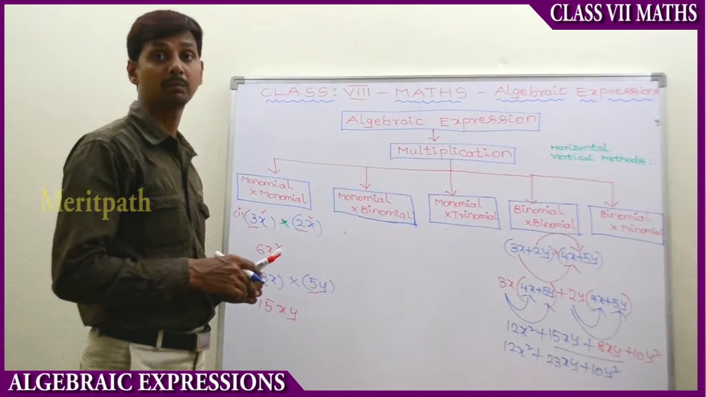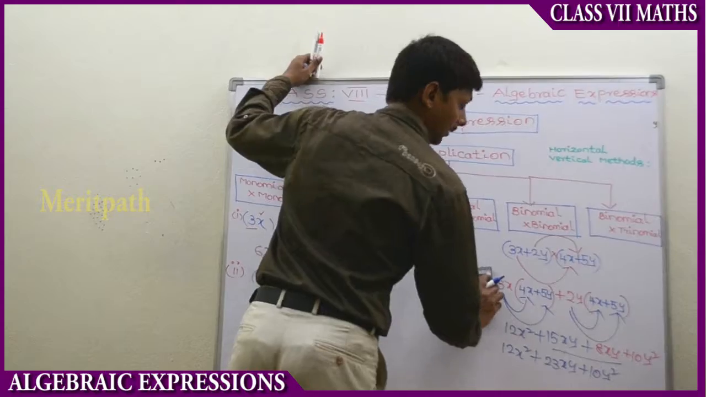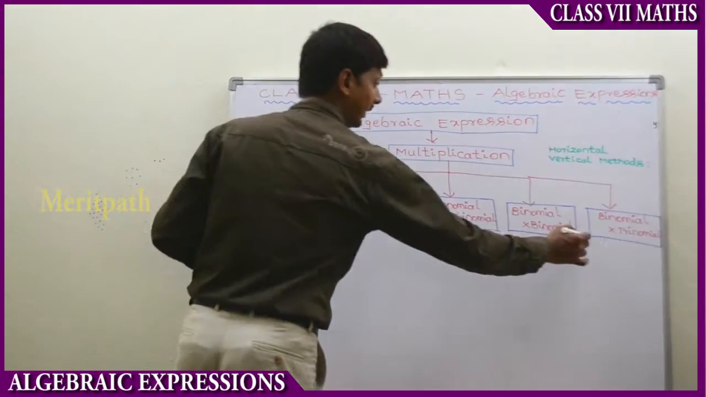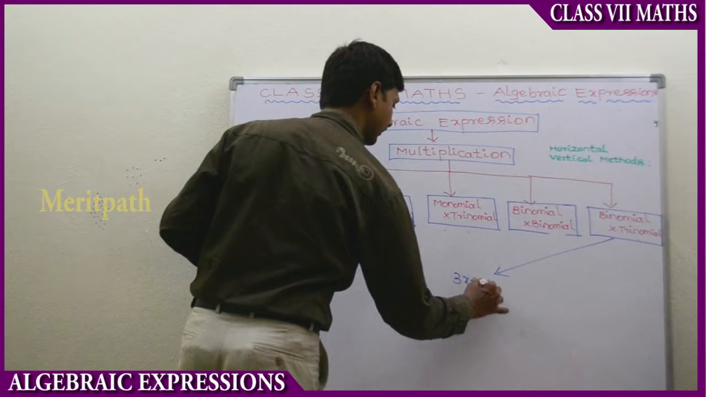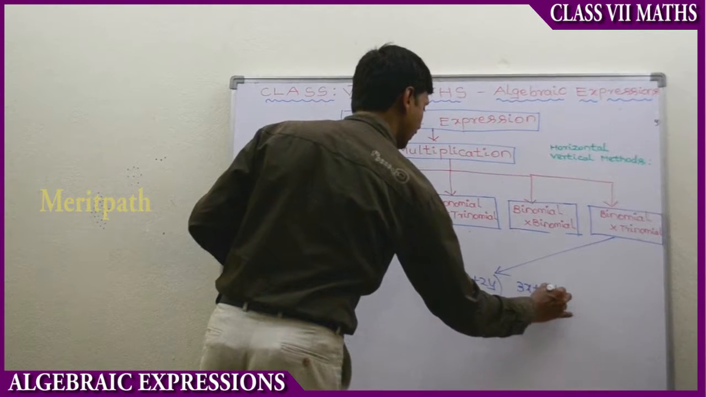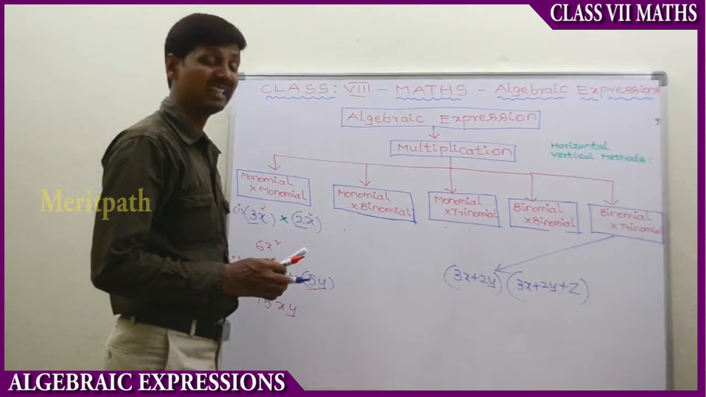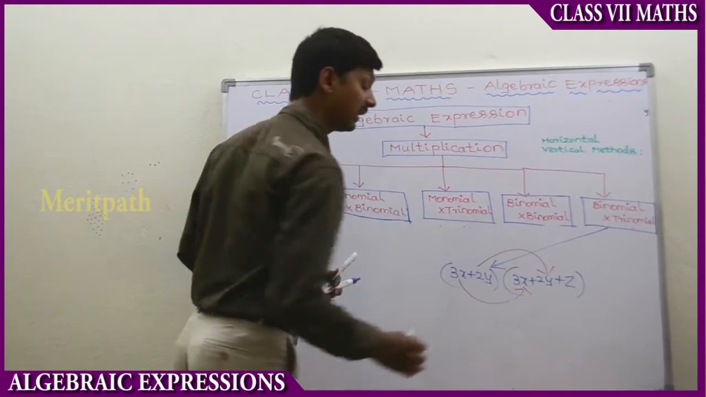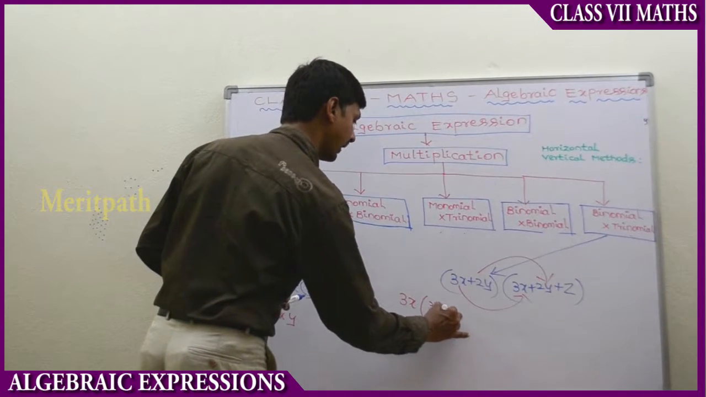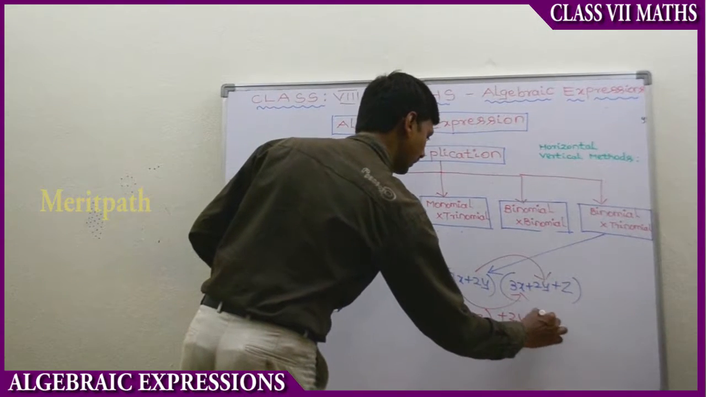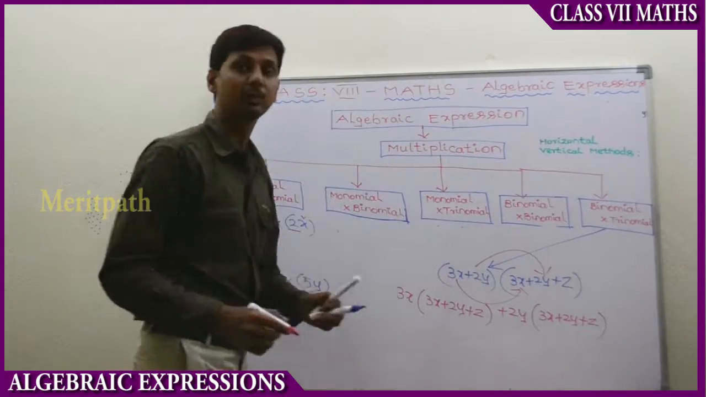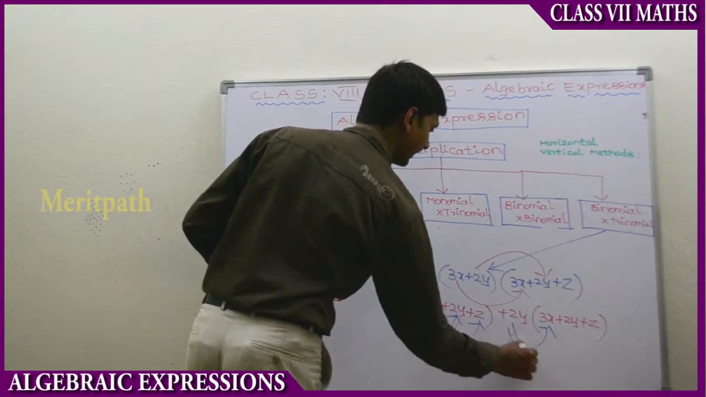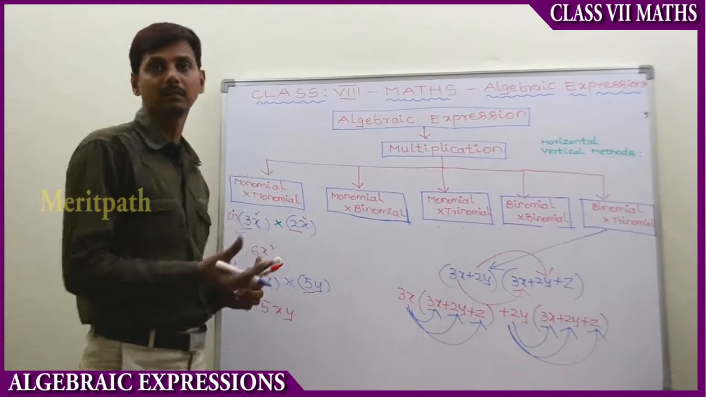Let's go to the next concept, that is binomial by trinomial. Same property, distribution law. So 3x should be multiplied with this whole term, and 2y is also multiplied with this whole term. So 3x into 3x plus 2y plus z, plus 2y into 3x plus 2y plus z. We use the same distributive property: 3x into 3x, 3x into 2y, 3x into z, 2y into 3x, 2y into 2y, 2y into z.